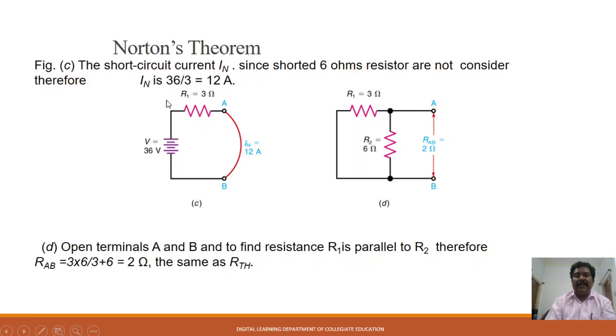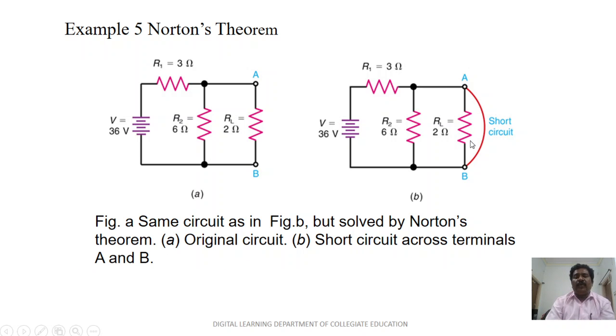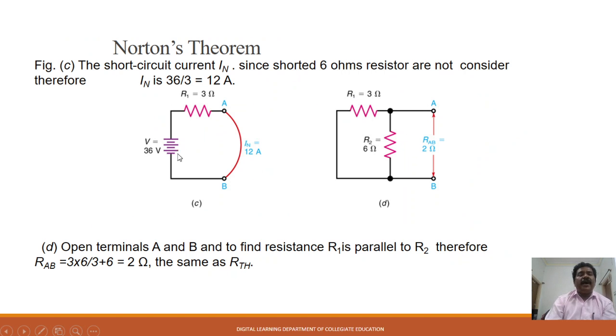I'll repeat here. When we take the short circuit current, AB is shorted. To calculate IN, the first thing is to see the effective value of resistance. If it is shorted, there is no effect of the 6 ohms, only 3 ohms is there and 36 volts is there. So the current is I equal to V divided by R, where V is 36 volts and resistance is 3 ohms. That is nothing but the current flowing across A and B, which is 12 amperes.